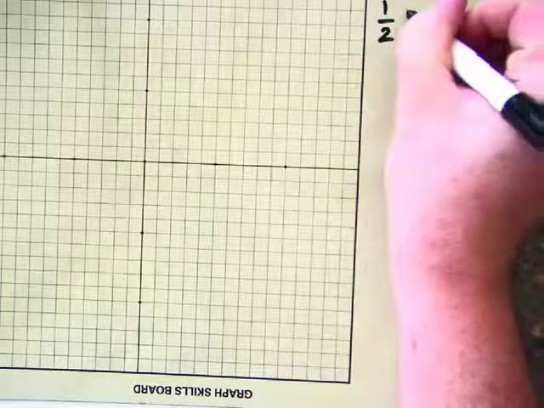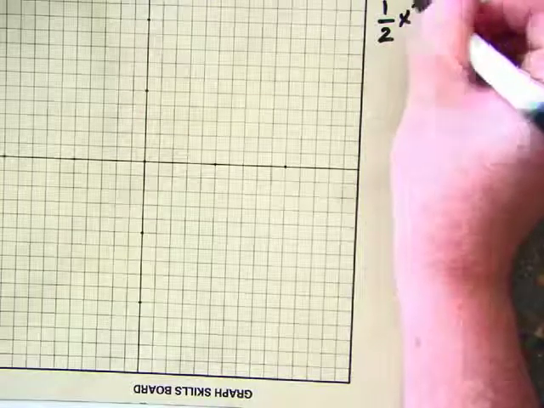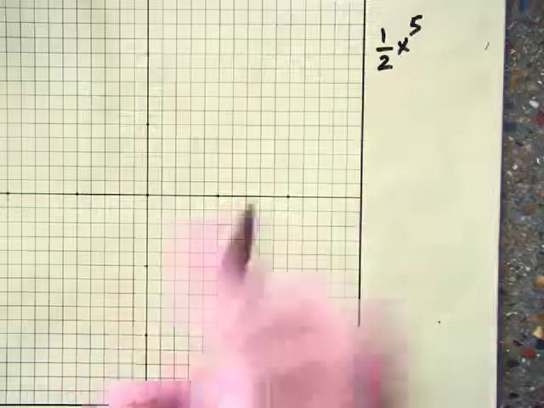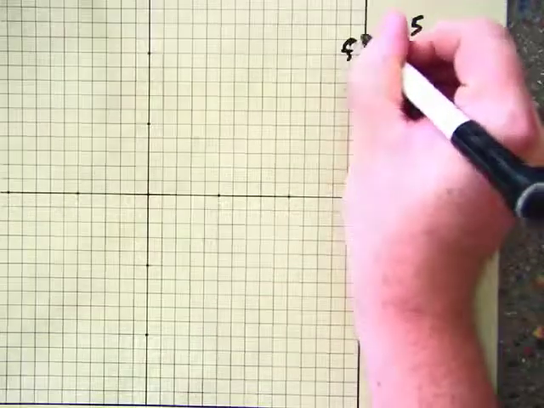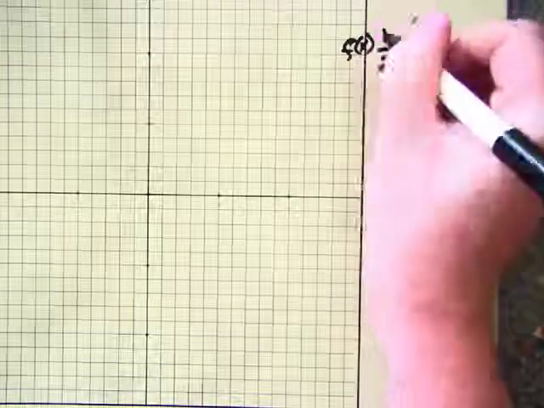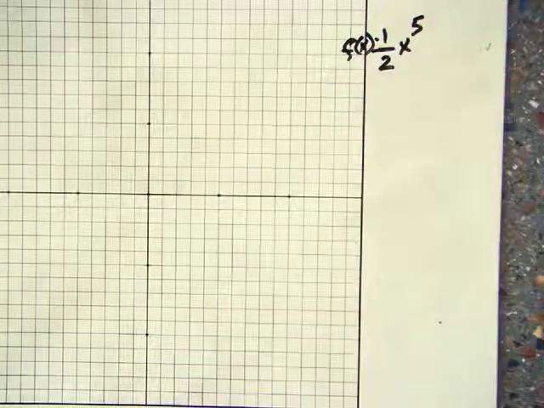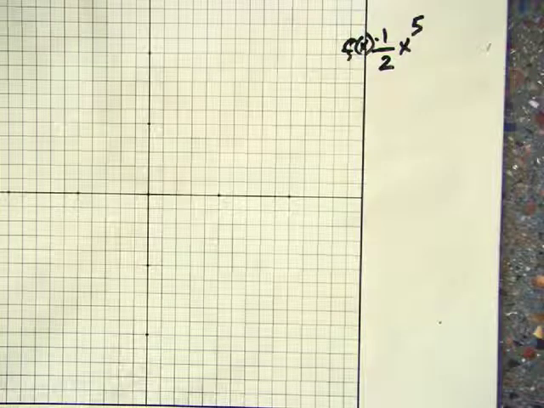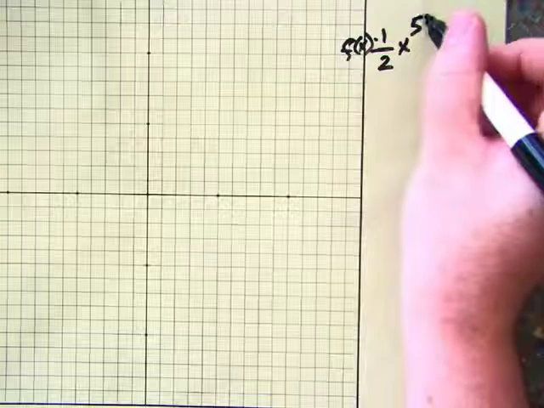1/2 x to the 5th. All right. Now that's our equation. F of x equals 1/2 x to the 5th. Now what can we tell from this? It's an odd degree.